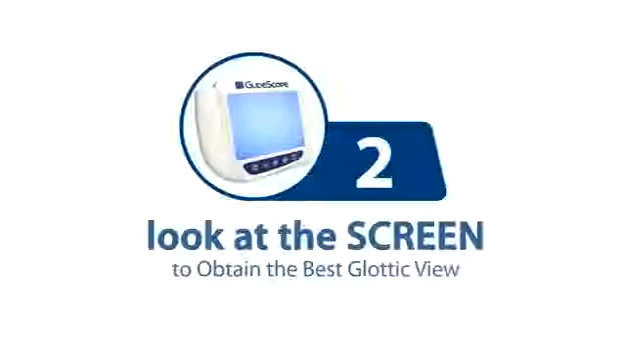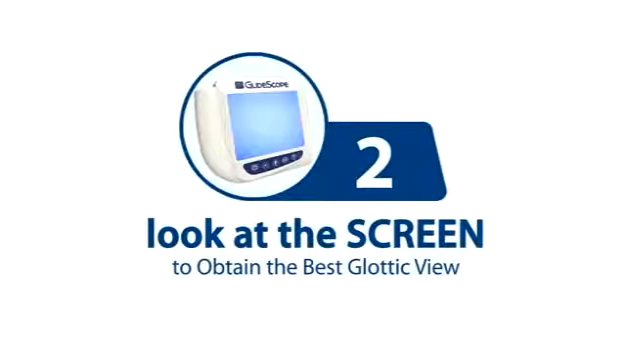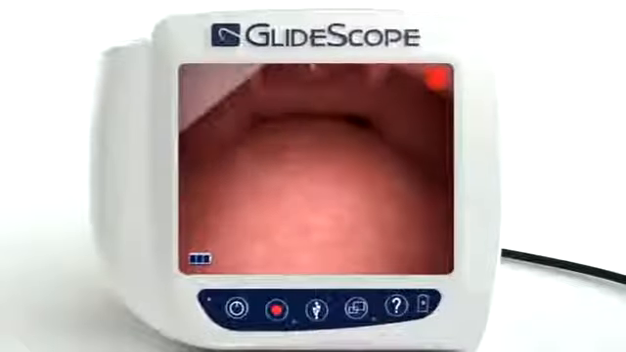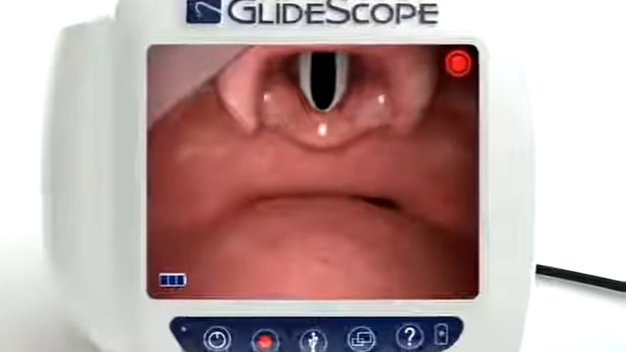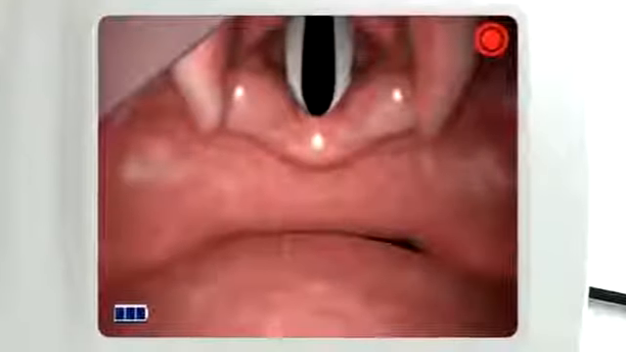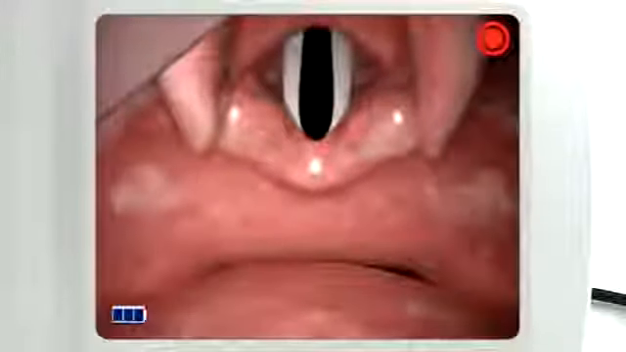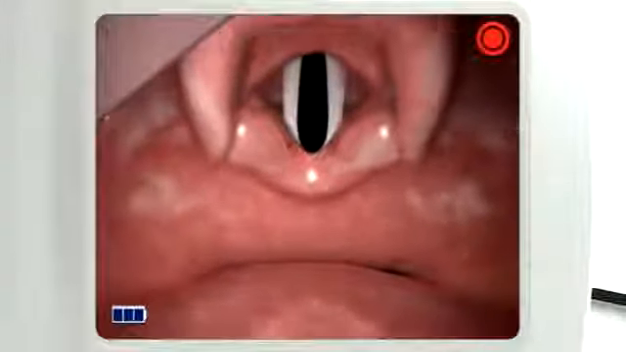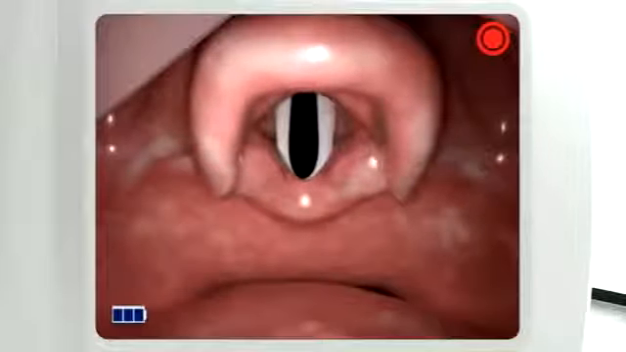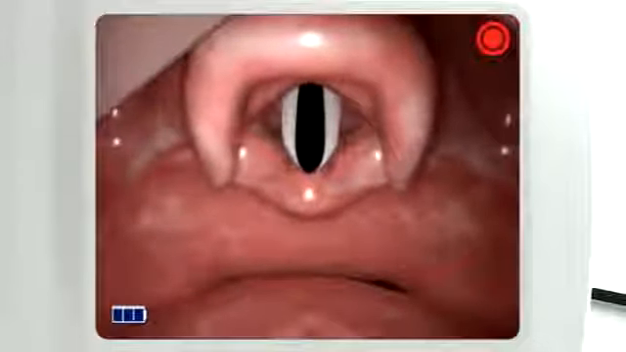Step 2 is performed while viewing the video monitor the entire time. With the GlideScope inserted, look to the monitor to identify the epiglottis. Sometimes a slight withdrawal of the GlideScope is required to reduce the viewing angle and allow the glottis to drop. Then manipulate the scope to obtain the best glottic view.